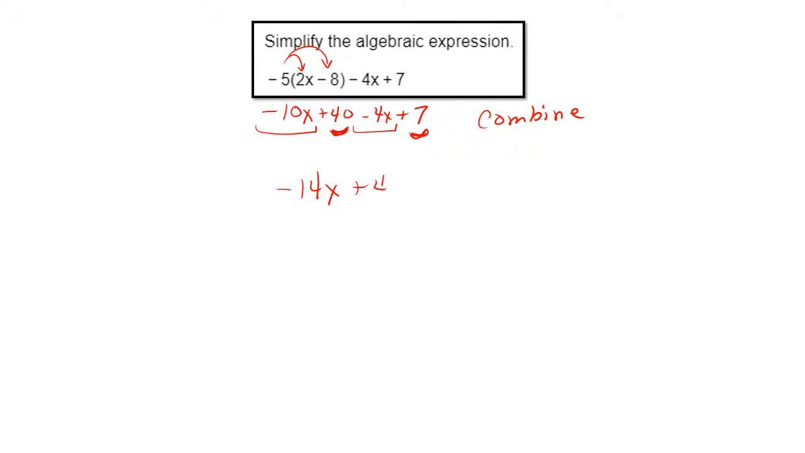Here is another algebraic expression. I would have to multiply by the negative 5 out in front to get negative 10x and positive 40. However, I do not multiply these terms in the back because they are not in parentheses. Just bring those down into the expression and combine the like terms. The like terms would be the negative 10x and the negative 4x, which is negative 14x. Then we would have the 40 and the 7, both positive, so that would be 47. And that gives me the final answer.